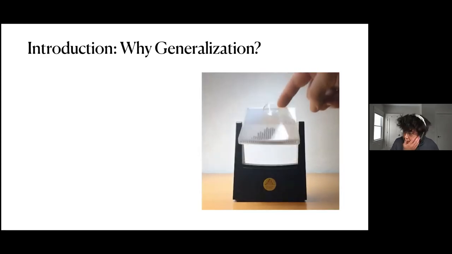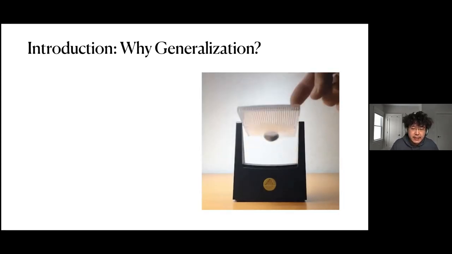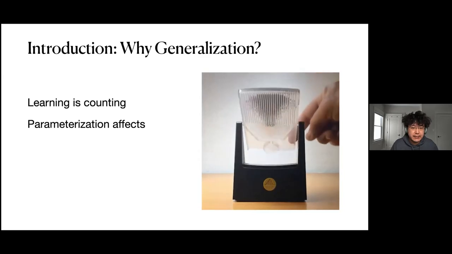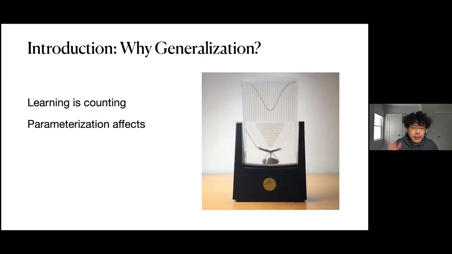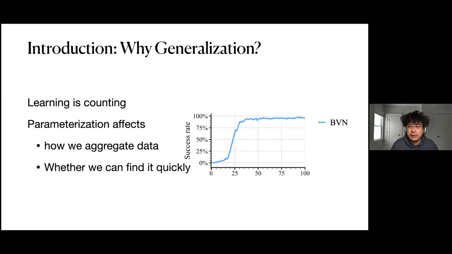Okay, so why generalization? I've been interested in this problem for a while, and I think in the end, learning is basically just counting. It's a glorified version of counting, and the way that we parameterize neural networks affects how we aggregate data into weights or parameters. It also affects whether we can find those solutions quickly. So that's the learning aspect of the learning and generalization dual.